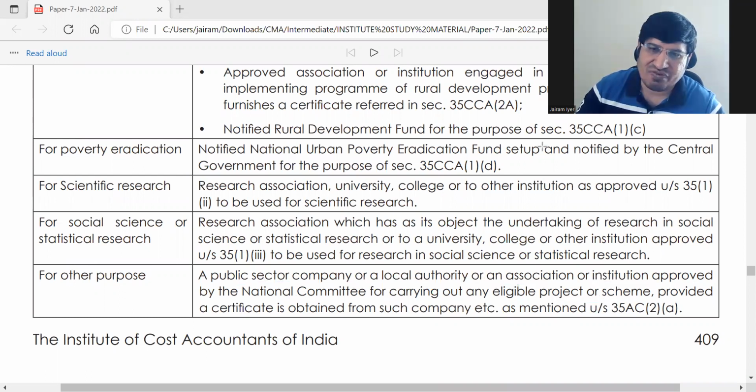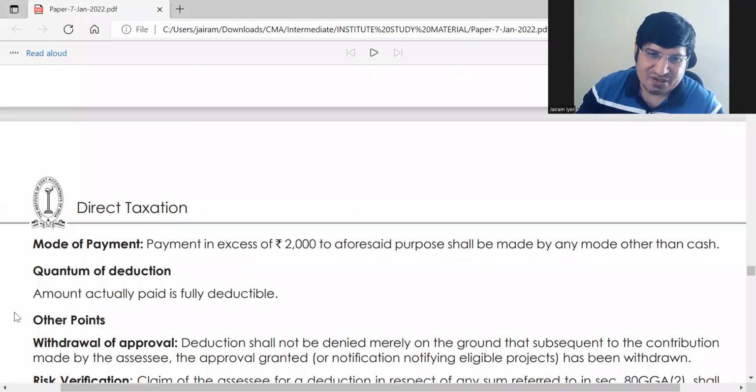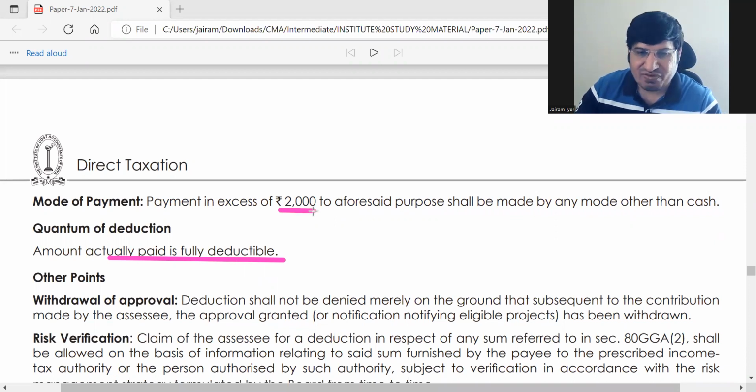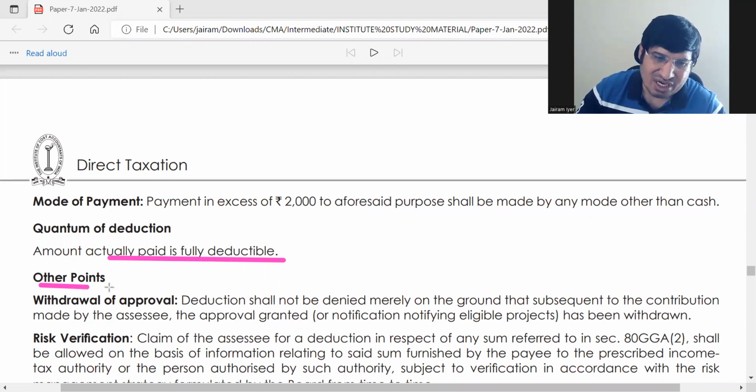So if he is giving donation to these five things which we have seen, then amount actually paid is fully deductible. Full deduction. Whatever donation he has given, it is fully deductible. And up to 2,000, if you want to give donation up to 2,000, you can give in cash. If donation is more than 2,000, full thing has to be in mode other than cash. And then ये last two points जो है ये हमने already देख चुके हैं.